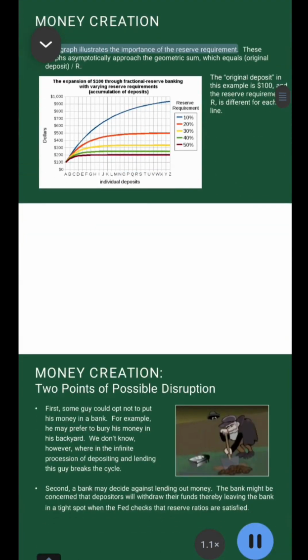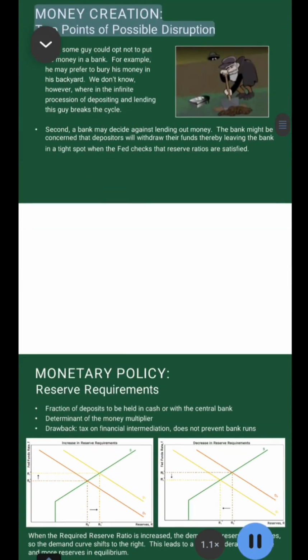Money creation. This graph illustrates the importance of the reserve requirement. These graphs asymptotically approach the geometric sum, which equals the original deposit over R. The original deposit, in this example, is $100, and the reserve requirement, R, is different for each line. Money creation. Two points of possible disruption.